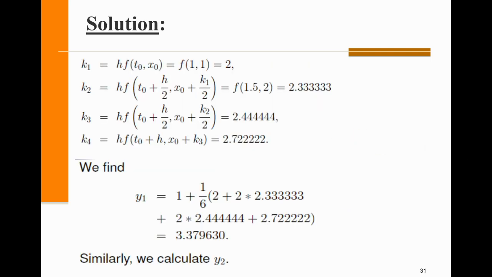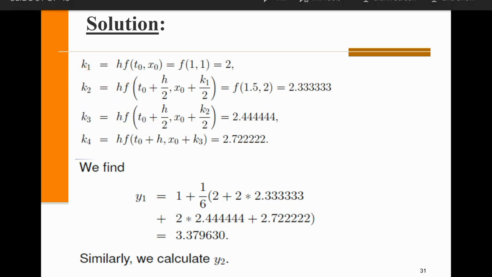So this is our solution. As we have learned previously, what is the formula? K1 equals h f of t naught, x naught. So what is the value of t naught? T naught is 1. And what is x naught? That is also 1. So we have substituted t naught and x naught in the formula, and we get the value of K1 equals 2, right?